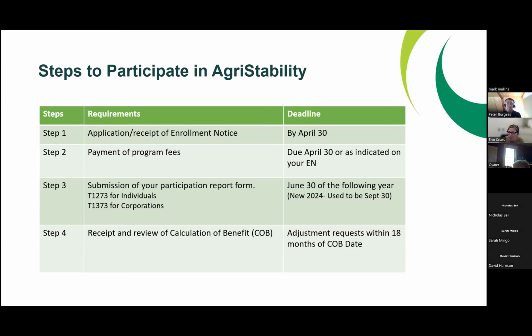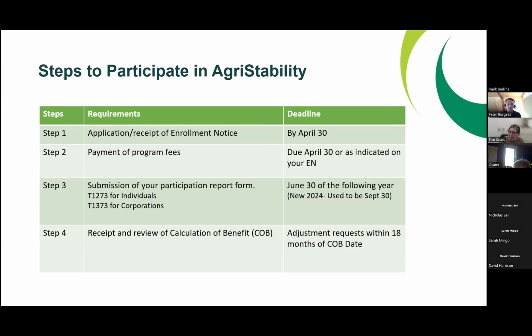Step 3 is submission of your participation report form. So in the following year, once you're enrolled in the program and have paid your fees, you do your taxes again. You're submitting your reports, either as an individual or through a corporation, and that has to be done by June 30th of the following year.